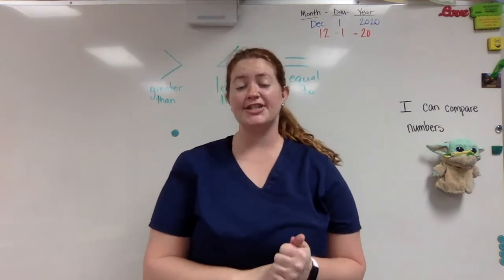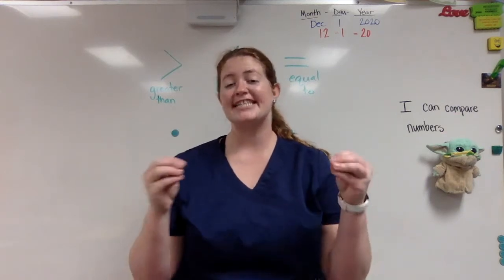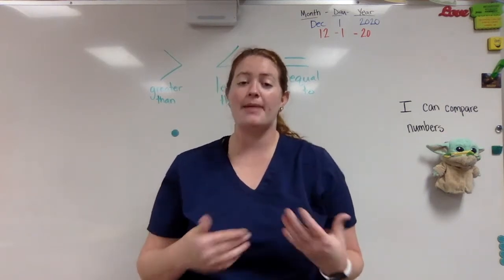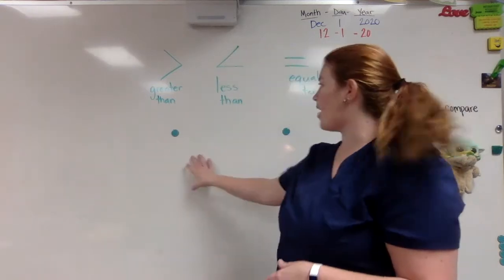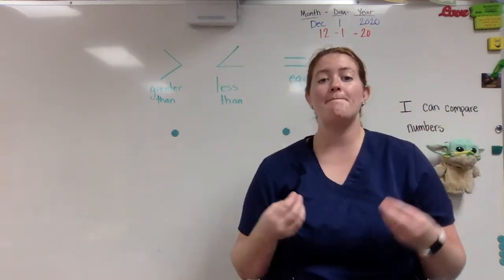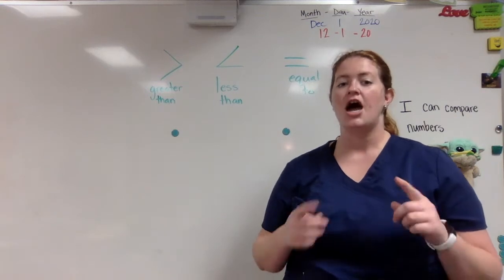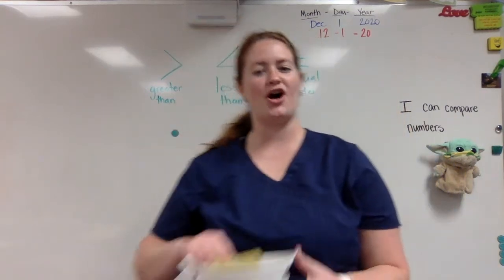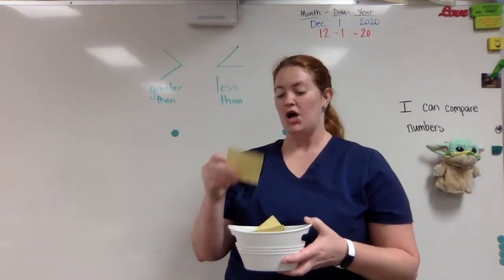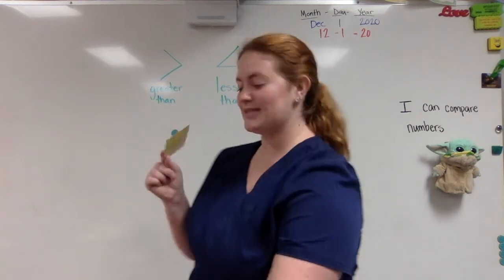Okay, so we're going to get started by looking at some numbers in standard form. Remember, that's how a number would normally look. We're going to put them on the board, and we're going to have to compare them. Okay, and I'm going to show you how we're going to do that. Let me pull a card. Let's see. 88. That's my first number.